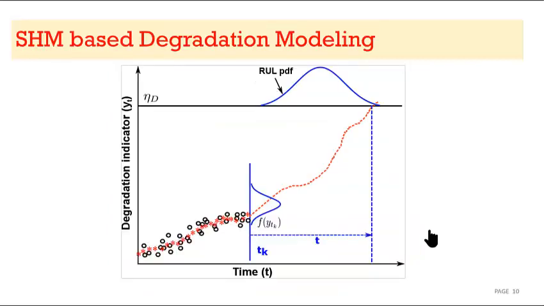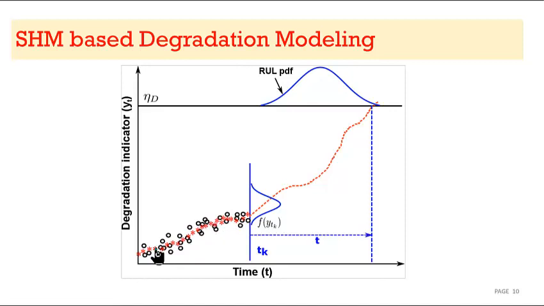The same is pictorially described here. If you see, now here I have this damage sensitive feature, often called degradation indicators. These degradation indicators are random variables. Once I have this degradation indicator, I can fit a model.